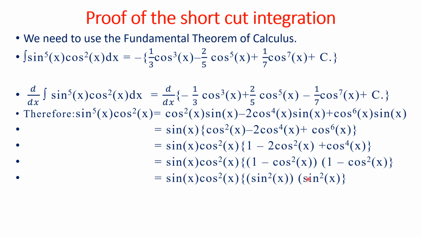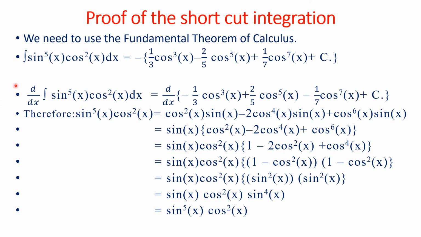Now we can collect these two. This will give us sine to the power 4x. So in the next line, instead of this curly bracket, we'll just put sine to the power 4x. Now we can switch sine to the power 4x and multiply it by sine x, and that will give us sine to the power 5x multiplied by cosine square x, which is what we want. We said the differentiation will annul the integration, and we will be left with sine to the power 5 of x cosine square x. We did the differentiation of the integral, and it gave us the function back. And this proves what we want to prove.